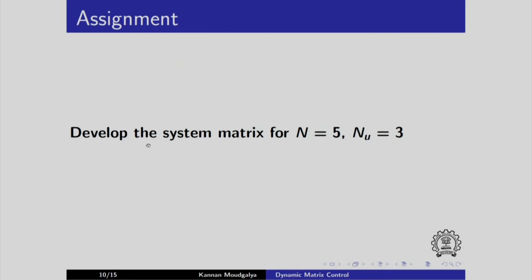I have an assignment for you. Develop the system matrix for n equals 5, that is the prediction horizon, and control horizon Nu equals 3.